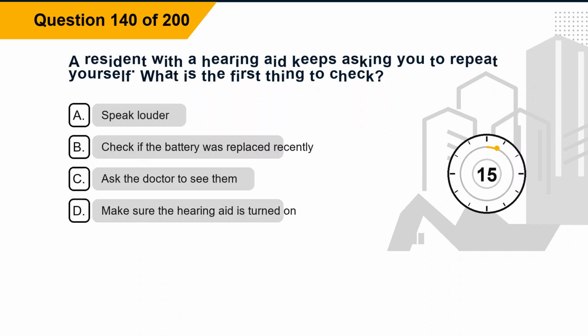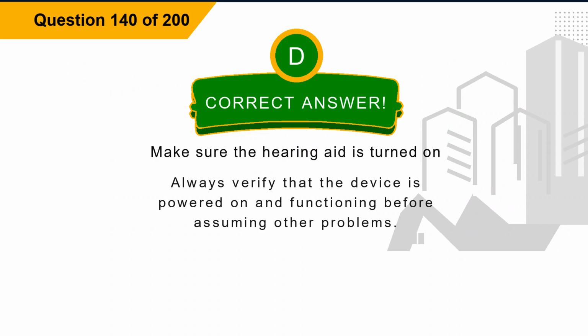Question 140. A resident with a hearing aid keeps asking you to repeat yourself. What is the first thing to check? Option A, speak louder. Option B, check if the battery was replaced recently. Option C, ask the doctor to see them. Option D, make sure the hearing aid is turned on. The correct answer is option D, make sure the hearing aid is turned on. Explanation. Always verify that the device is powered on and functioning before assuming other problems.